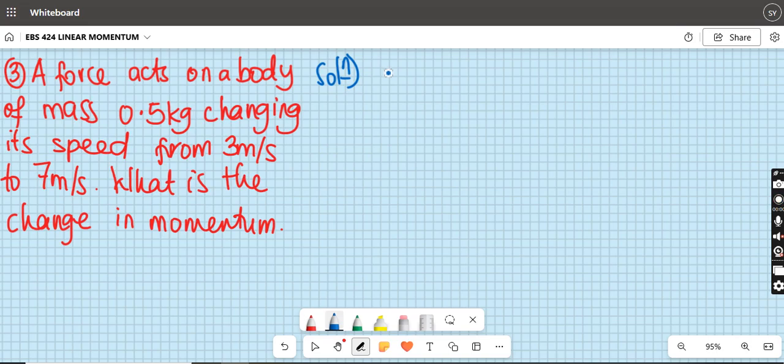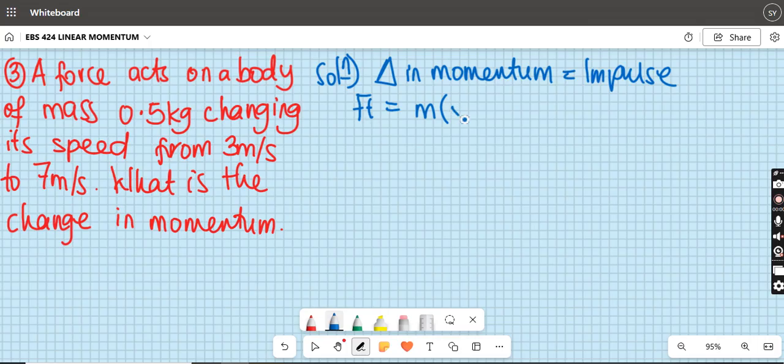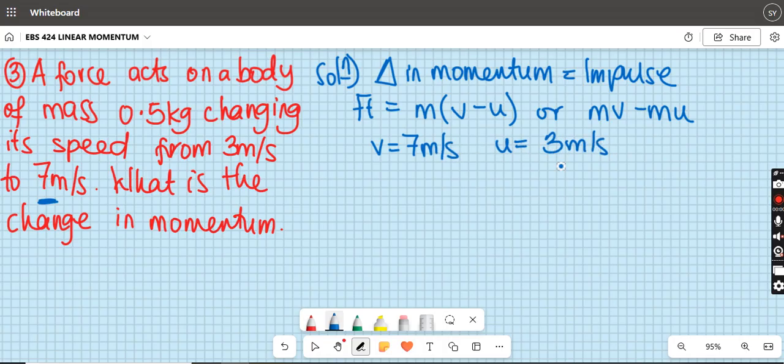Now our change in momentum is called impulse. Change in momentum is called impulse, and that is given by Ft is equal to mv minus u, or someone can write it as mv minus mu. Alright, now our v, that is our final velocity, will be 7 meters per second. Our u will be 3 meters per second.